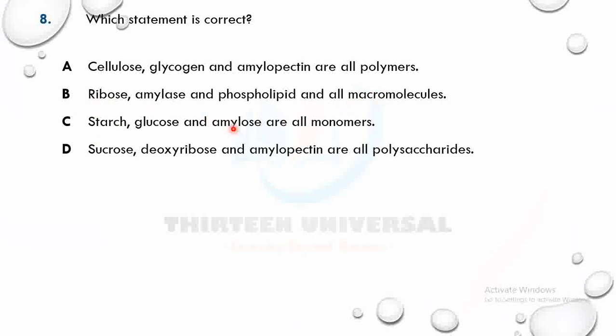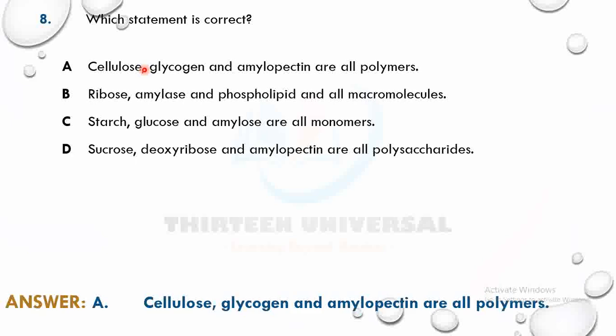Starch, glucose, and amylose are all monomers. No, starch is not a monomer. Sucrose, deoxyribose, and amylopectin are all polysaccharides. Nope. Sucrose is a disaccharide, not a polysaccharide. Deoxyribose is a monosaccharide. So the accurate answer there is option A.